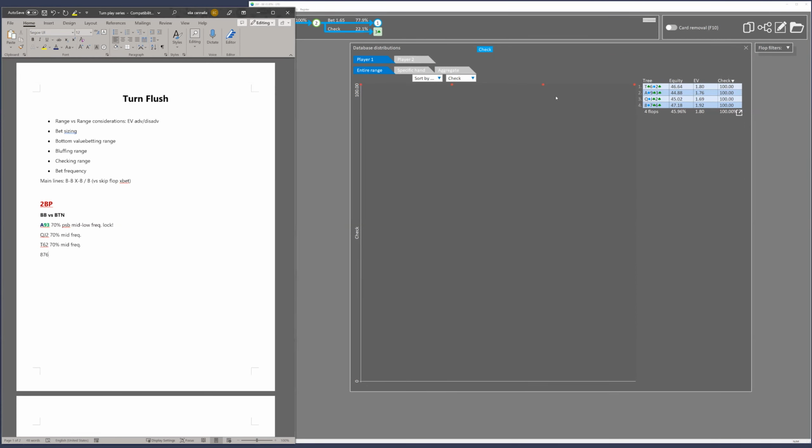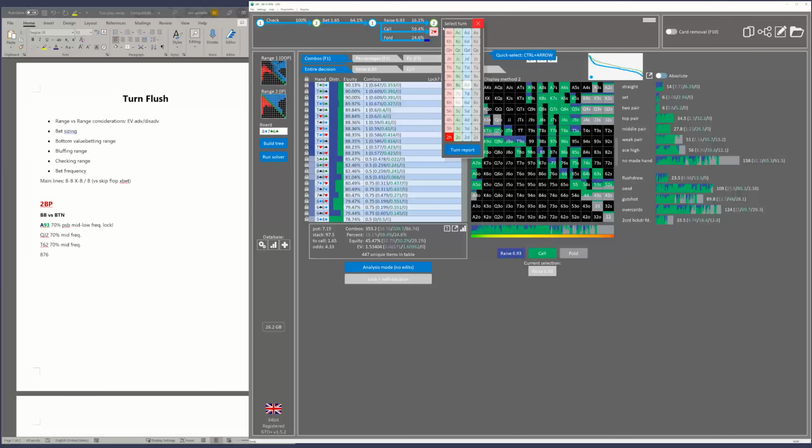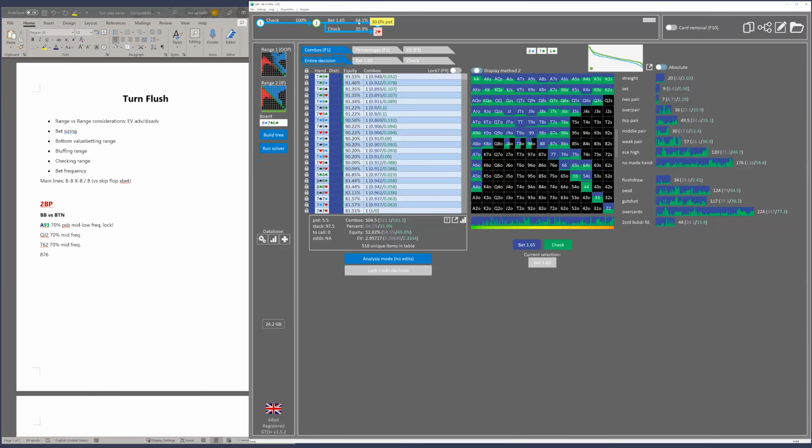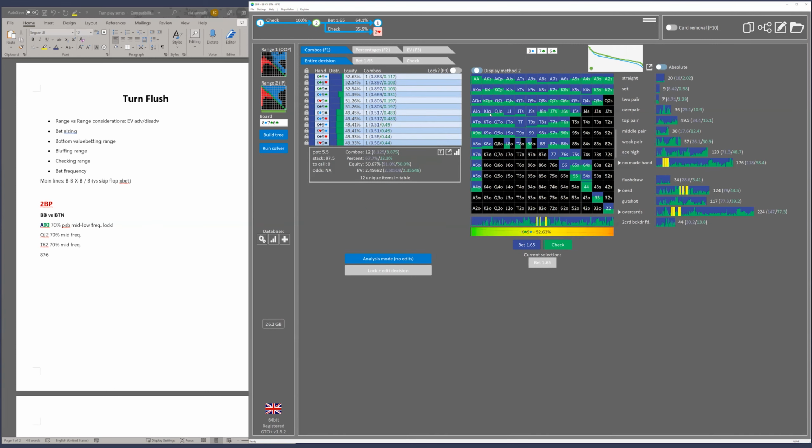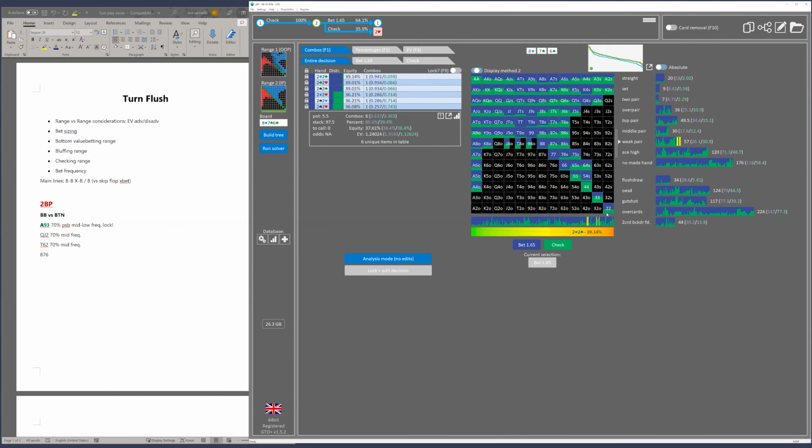8-7-6, bet. Also, are you guys betting this frequency on 8-7-6? I hardly doubt the population is betting this much on 8-7-6. Like betting this much of all of these random two overcards, pocket threes, pocket deuce, queen of hearts.